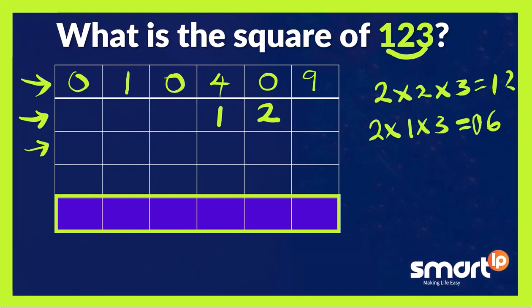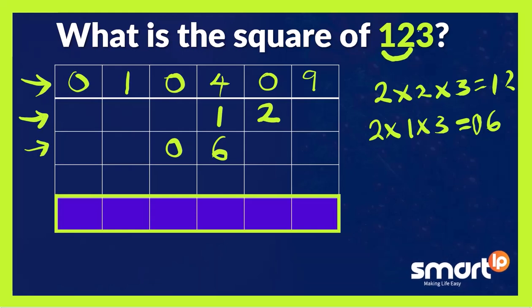Now what we do is we are not going to write it here. We write it here. So we're going to write the 6 here and the 0 here. Amazing. Okay, good job.